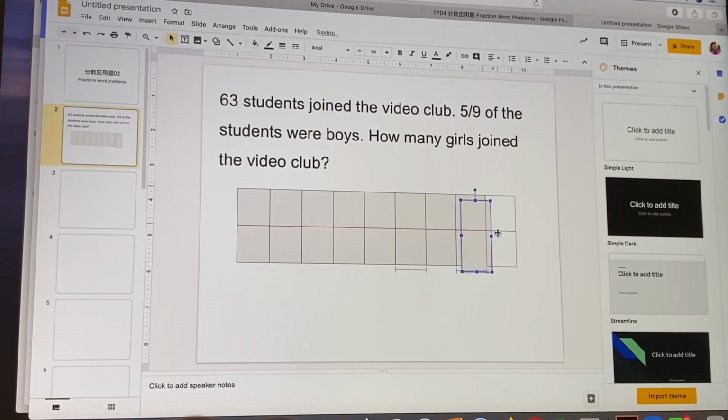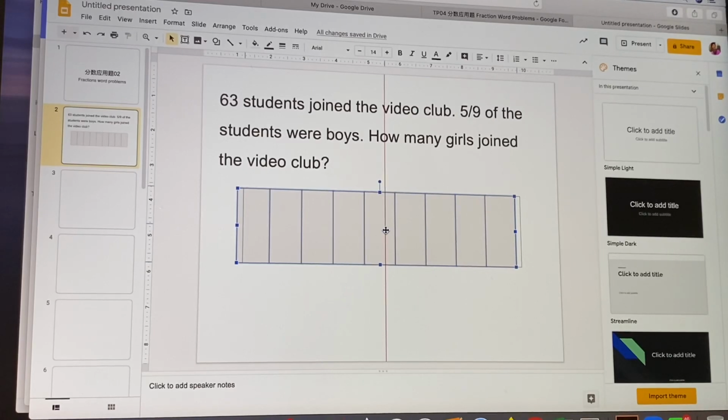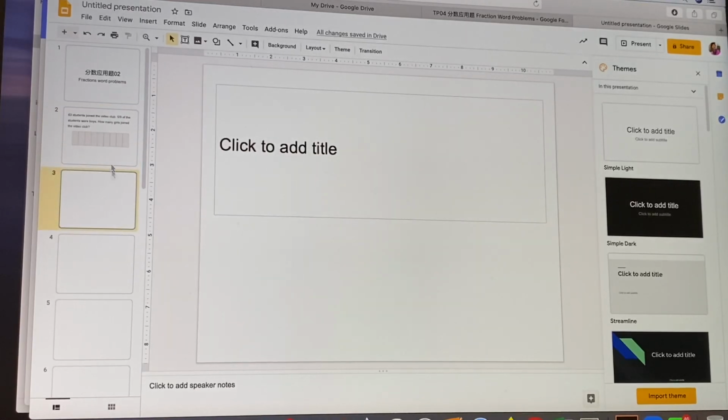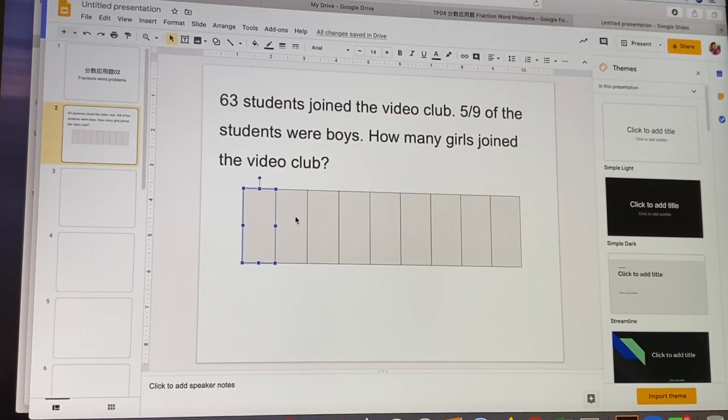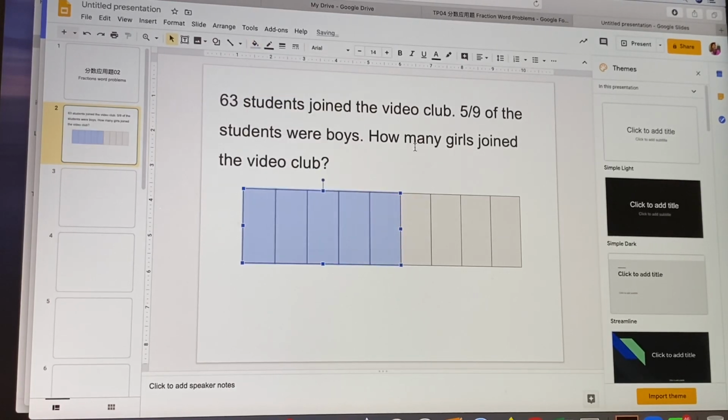Okay, 9. So we totally have 9 boxes. Put it right in the middle. And 5 out of 9 are boys. These are boys. How many girls joined the club? So totally 63, and the rest will be girls.